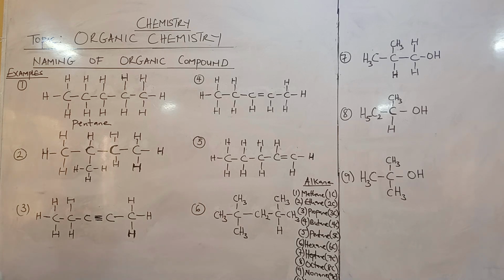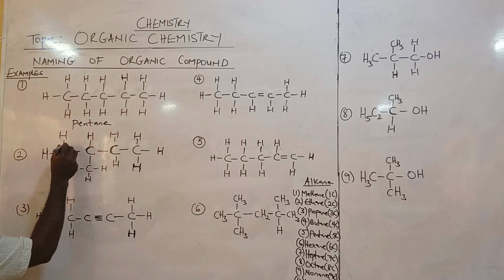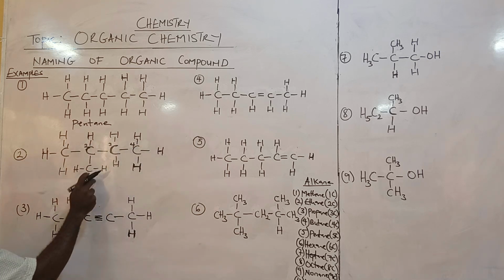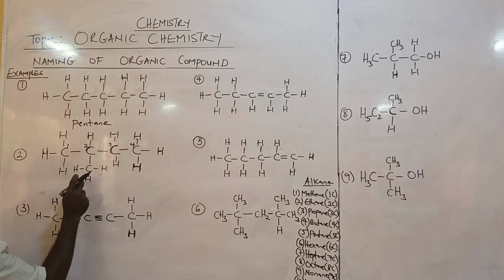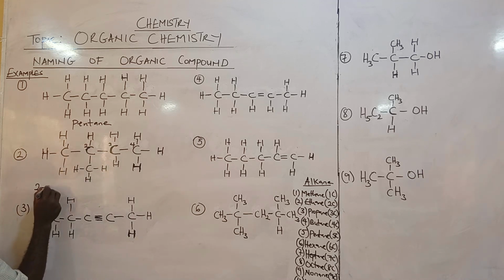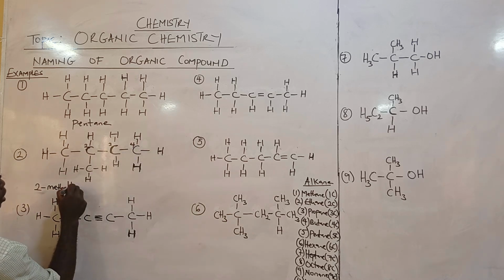Let's see the other one. We're having 1 2 3 4, and we see that there's a methyl group attached here. You start counting from this side because it's the least count to the methyl group. If you start from here, it's 1 2 3 before you get to the methyl group, so we pick the one with the least count of carbon to the methyl group. This one is attached to carbon number 2. You now write 2-methyl, 1 2 3 4 butane, 2-methylbutane. That's it.